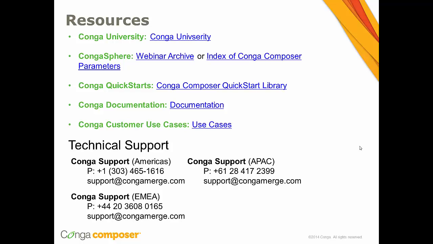And then, as I mentioned earlier, we have a Conga Composer index of parameters. If you go to our support page and select index of Conga Composer parameters, you'll find a list of all the parameters that I showed you today and many more options to help you further customize those solutions. We also have our Conga Quick Starts, a library of different short videos to get you up and running. We have our Conga documentation. We have use cases on the website I encourage you to check out. So there are lots of different resources to help you.